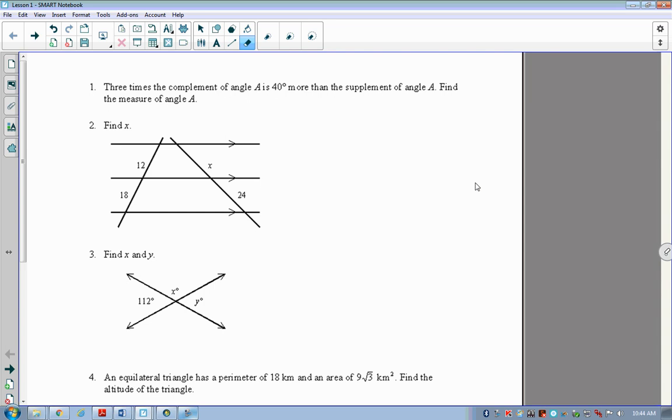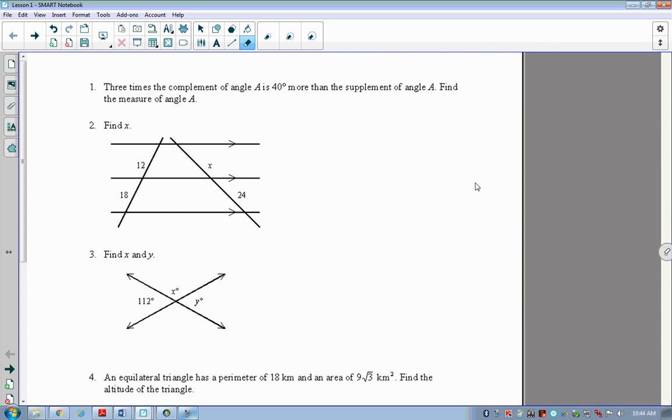Complement. Do we know what a complement is? Anybody? Well, this is where you say, man, Mr. Wilcox, you look nice today. That's a compliment. No. A complement is two angles that add up to what? 90 degrees. You're on the right track because the next question is, what is a supplement? And a supplement is two angles that add up to 180 degrees.